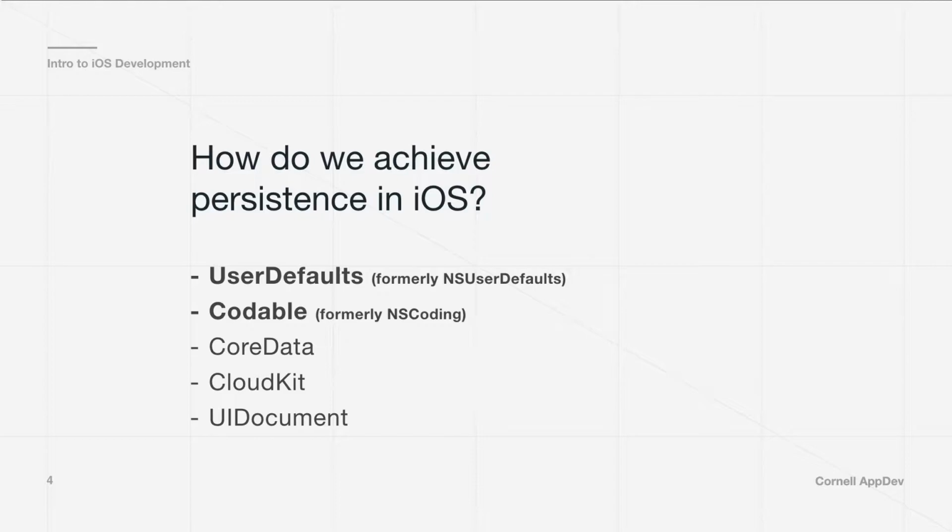So first off, with persistence, what is persistence? Persistence is basically being able to store data locally on your device, and how we achieve this is through user defaults, Codable, Core Data, CloudKit, and UIDocument. But for this lecture, we will be focusing on user defaults and Codable.